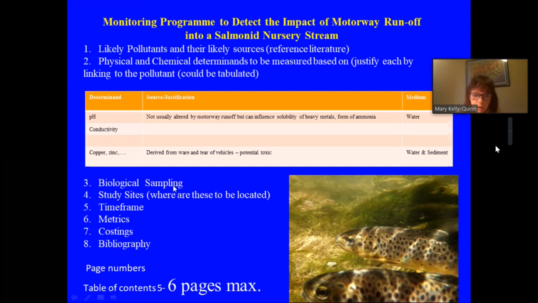Then there's the biological sampling. So what are you proposing to sample? Generally what I would recommend is that you use more than one biological group. It always will depend on the budget for the project. So clearly the invertebrates are good, but fish, because you're dealing with a nursery stream here, macrophytes, phytobenthos, all of those, but I'll be coming back to them in a moment. Could be, and you could suggest them.